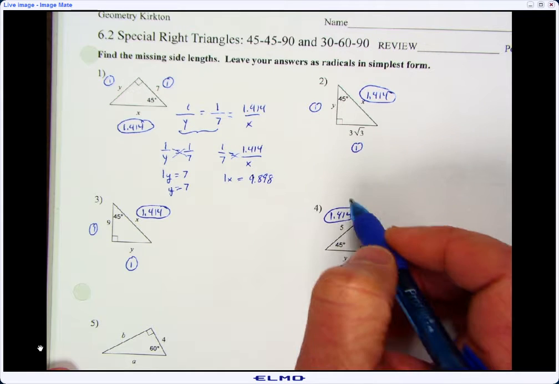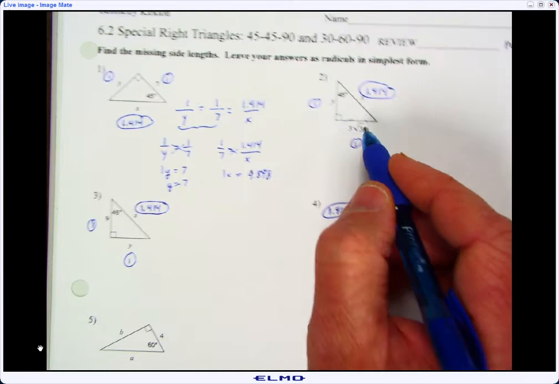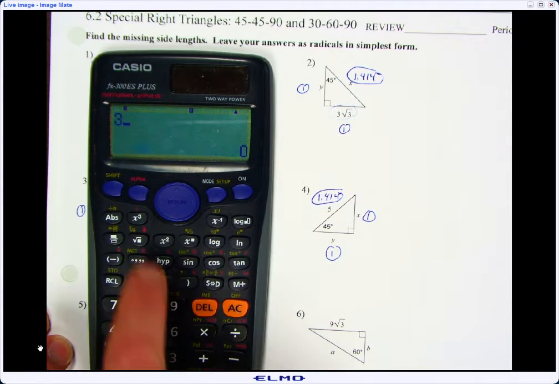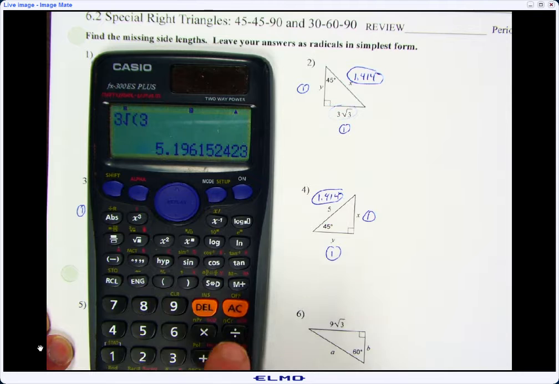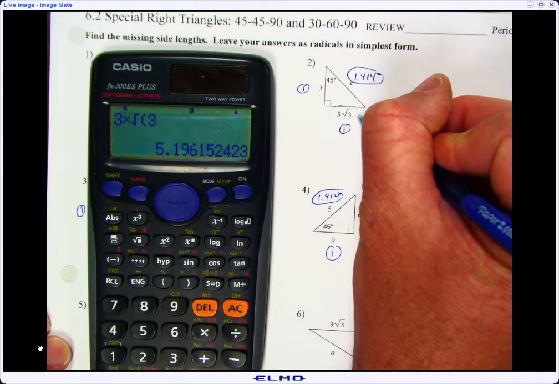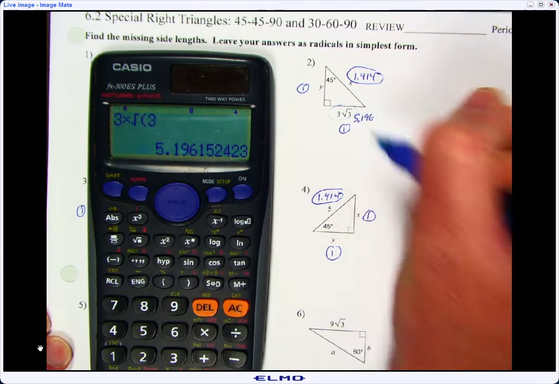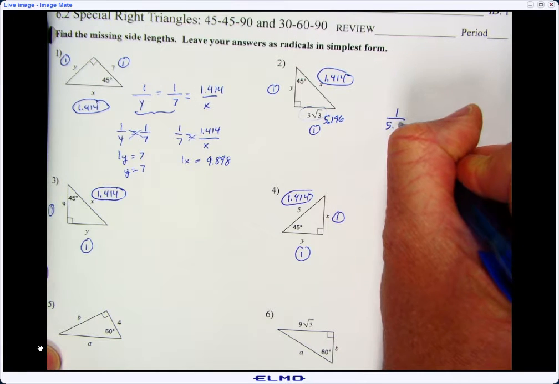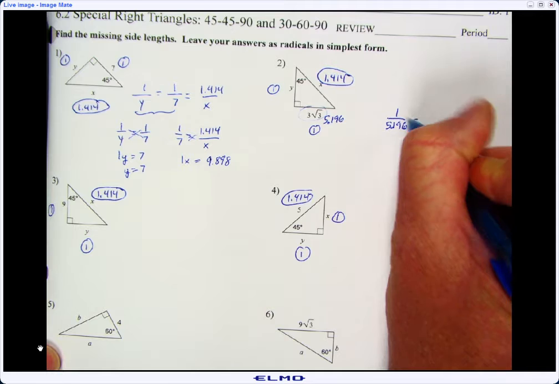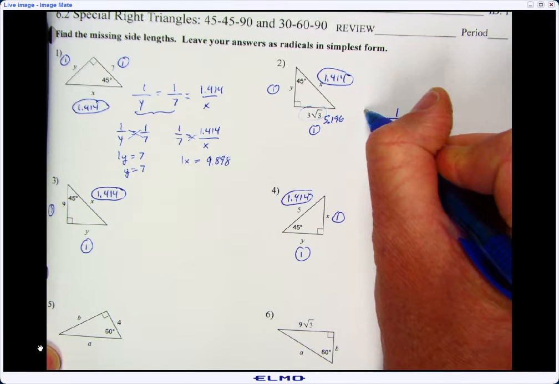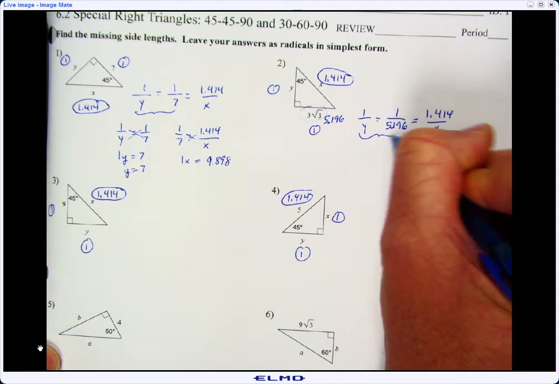Set up the same way, only we want to change this 3 radical 3 to a decimal. And the way you do that is you just enter 3 radical 3 on your calculator, or 3 times radical 3. And so 5.196 is that number. And I'm doing 3 places again. And then I set everything up the same way. 1 over 5.196 equals 1.414 over x equals 1 over y. There's my first proportion.